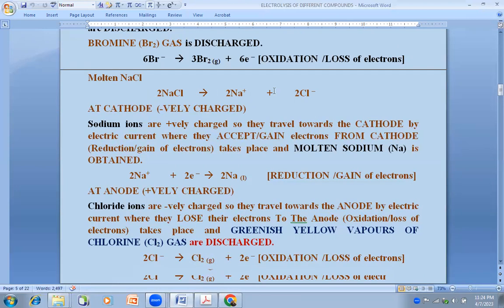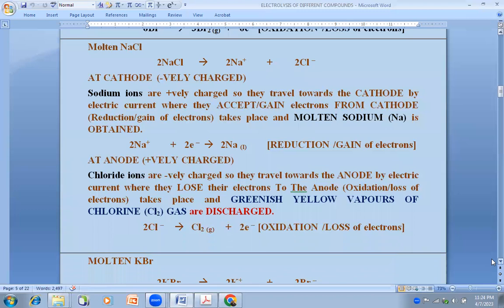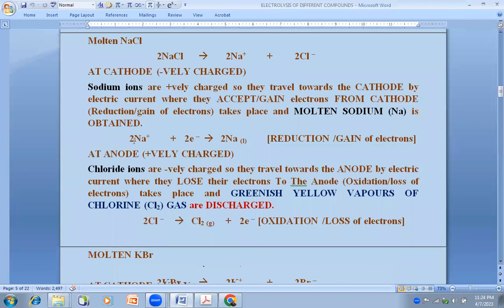What happens when electric current is passed through this molten mixture? At the cathode, the negative plate, the positive sodium ions travel towards the cathode, where they accept electrons from the cathode. Here, reduction, gain of electrons, takes place. As a result, silvery white molten sodium metal is obtained. This is the equation of the reaction. Two sodium ions accept two electrons. As a result, molten sodium metal is formed.